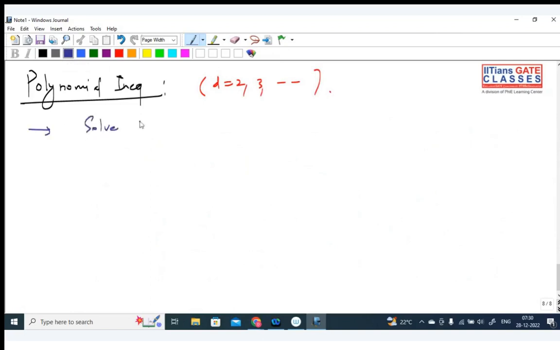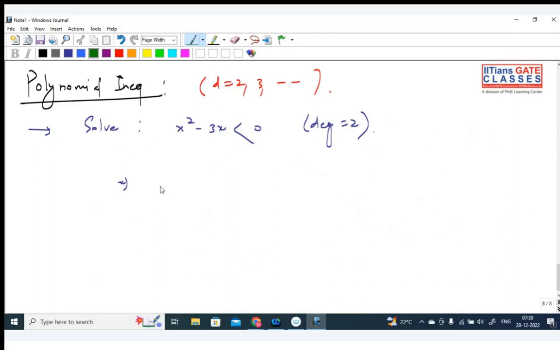solve x square minus 3x is less than 0, right? Here the degree is 2. So we can solve this. So how can we solve this, guys? We can solve this by factor. We can factorize this. I think it is very simple and you can factorize easily, right?